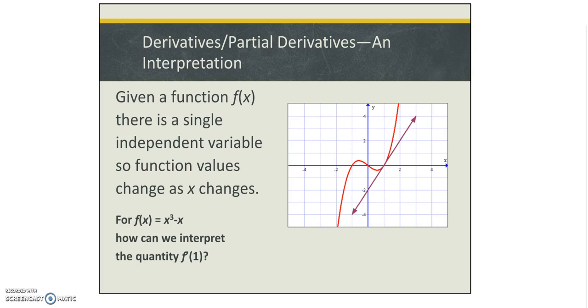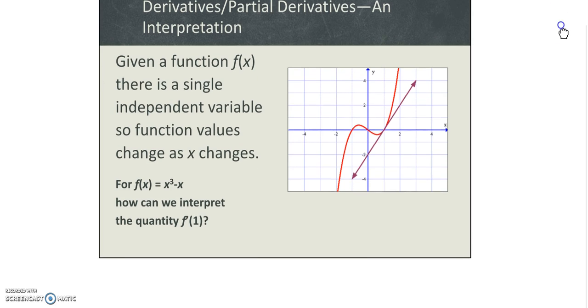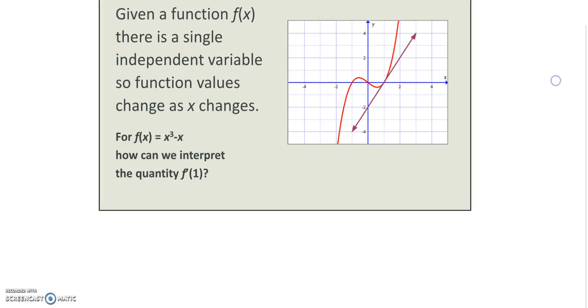For example, the function that's pictured there is f of x equals x cubed minus x. And so we might ask ourselves, how can we interpret the quantity f prime at 1? In other words, what does f prime at 1 mean?